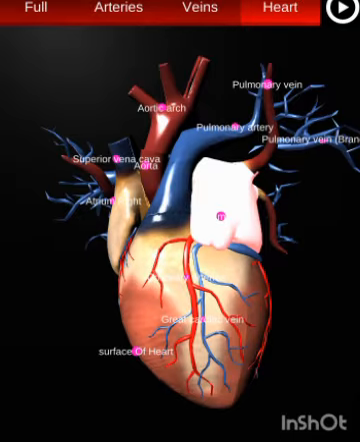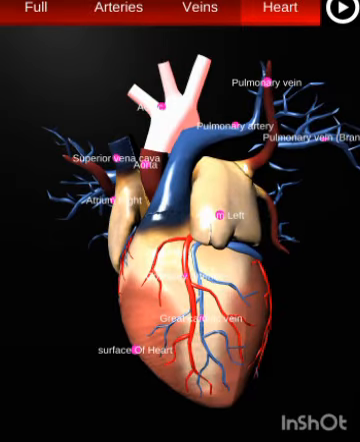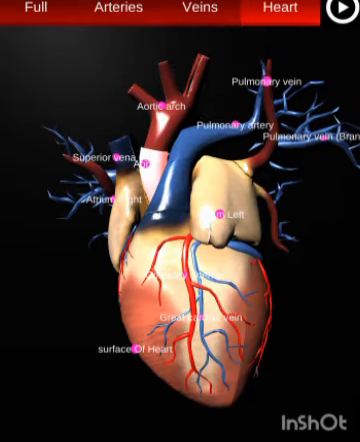Then it will fall into the left ventricle. In the left ventricle, the heart will pump the blood under high pressure through the aorta, and then the aorta will send it to all parts of the body under pressure.